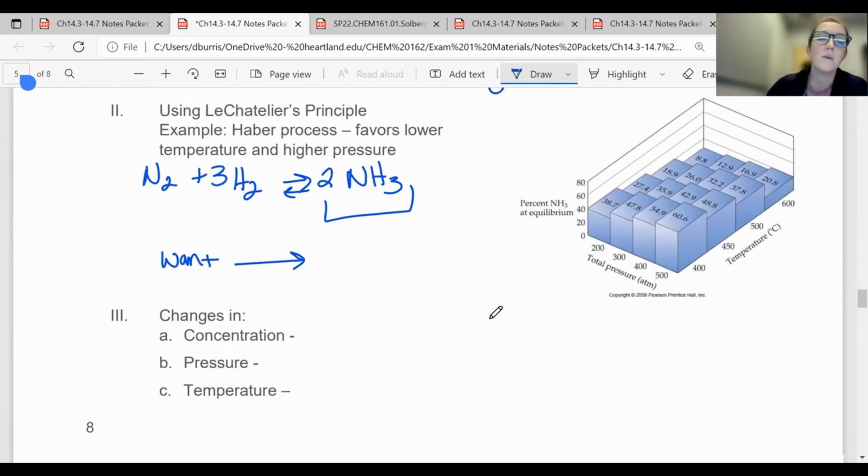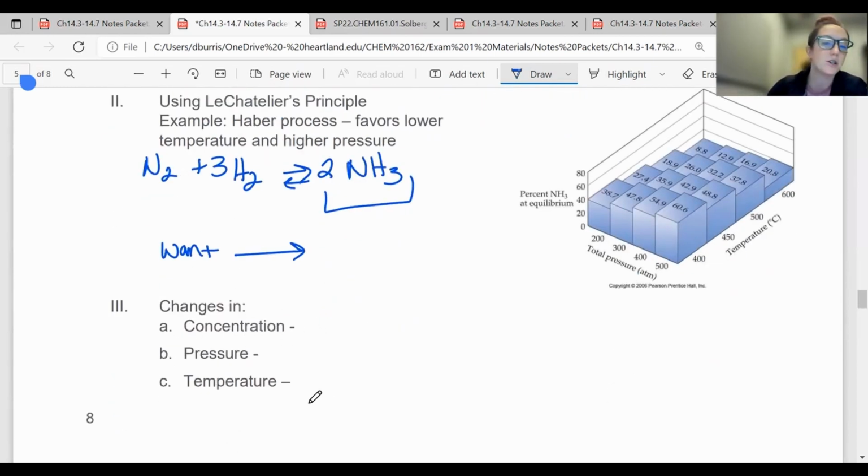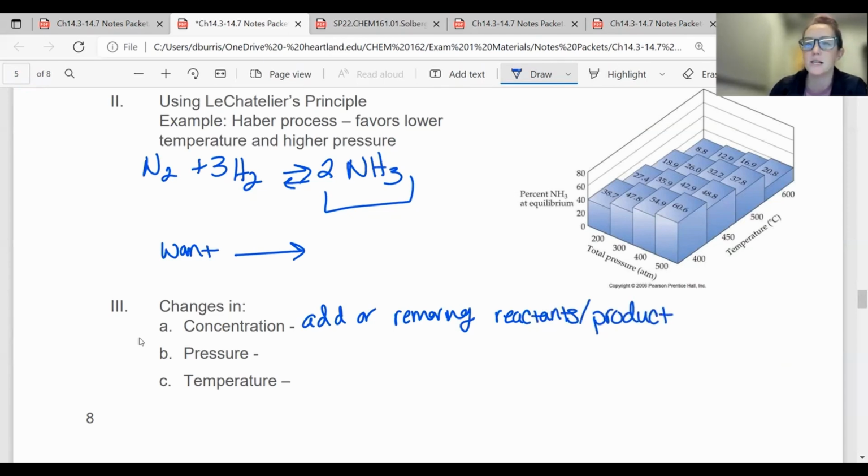All right. So the three types of stresses are concentration, pressure, and temperature. I can stress a system by adding or removing reactants or products. Now, when you have a system going, it's really easy to add stuff in. But if you're removing something, you can get it to react in a different reaction, or if you have some way to remove it, you can do that.